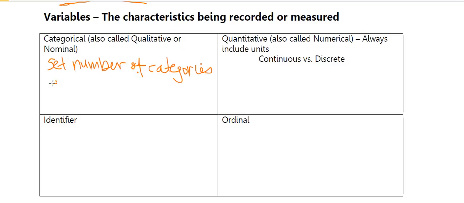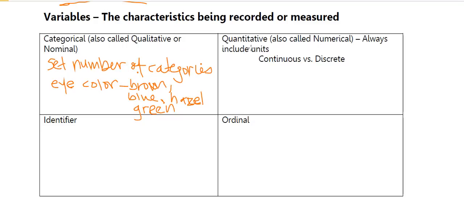A great example of this would be eye color. It's not a number. So eye color possibilities could be brown, blue, maybe hazel, and green. That's a categorical variable.